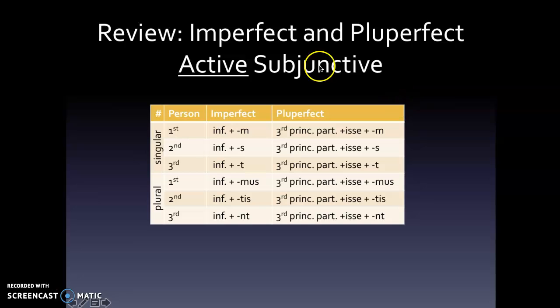Quick review. We've learned the imperfect and the pluperfect active subjunctive. The imperfect was just taking the infinitive of the verb and adding our personal endings, m, s, t, mus, tis, nt. The pluperfect was taking the third principal part, adding issa, and then our personal endings.